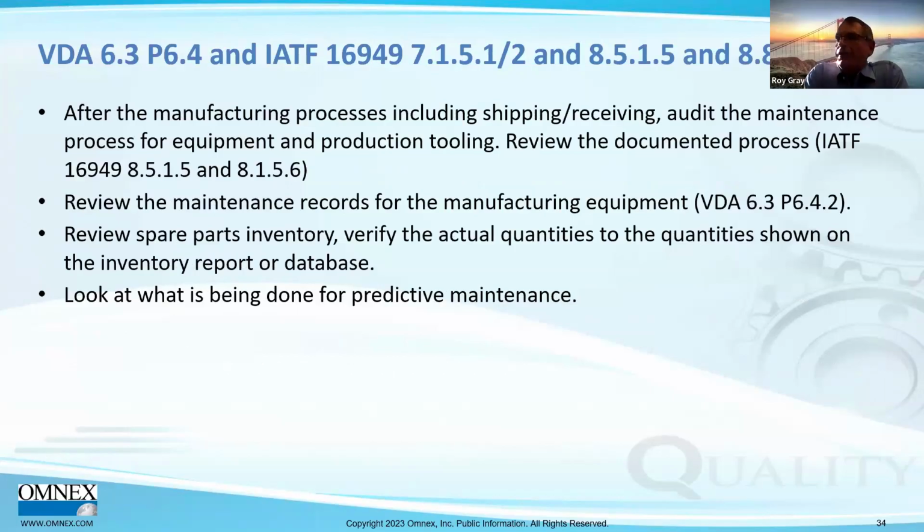So after we do manufacturing, including shipping and receiving, we need to audit maintenance. Both equipment maintenance and tooling maintenance. Equipment maintenance in VDA 6.3 is going to be P6.4.2, and IATF is 8.5.1.5 and 8.5.1.6.